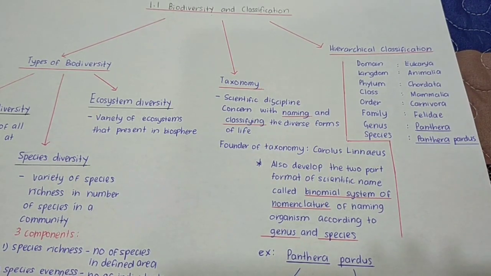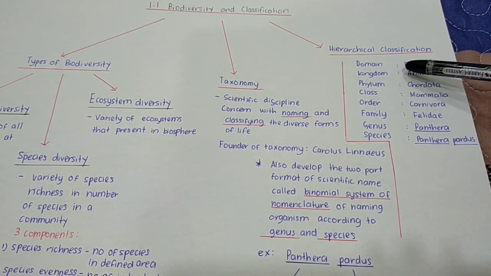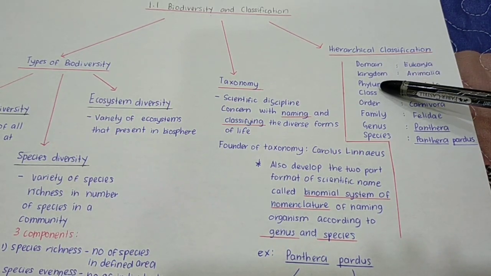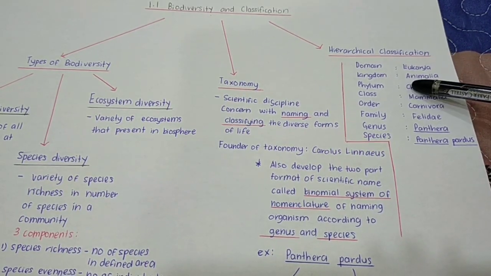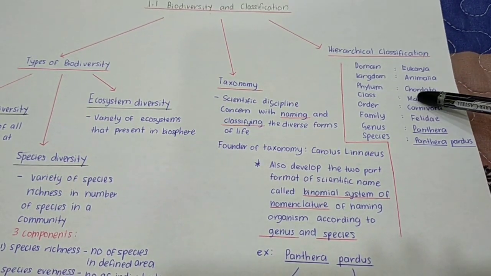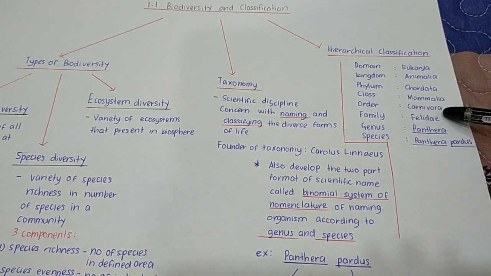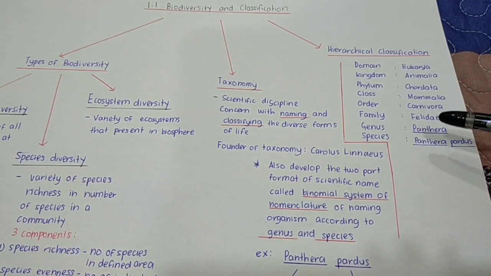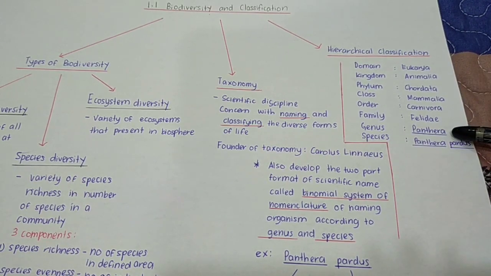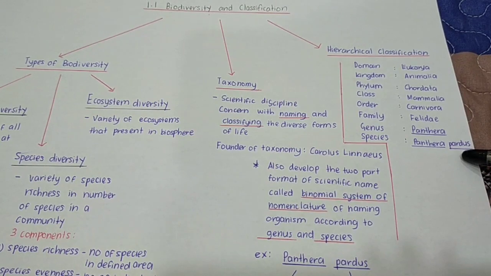Okay, for the example, let's say the organism's domain is Eukarya. Okay, so what is the kingdom of the organism? The kingdom is Animalia, and the phylum is Chordata, and then class Mammalia, order Carnivora, family Felidae. Okay, and then the genus is Panthera. So the name of the species is Panthera pardus.